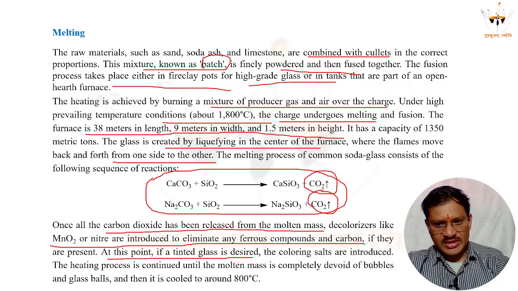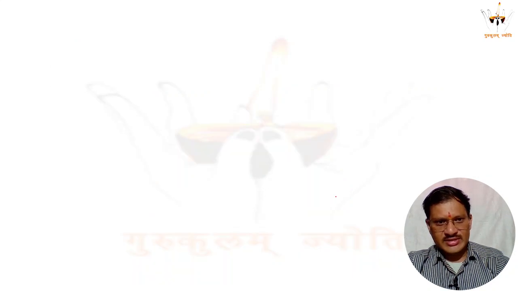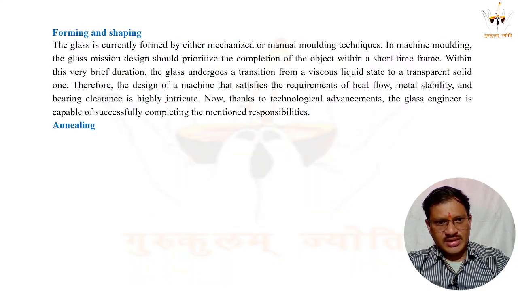Especially, bubbles should not be present in this furnace. And the glass batch is then cooled at around 800 degrees centigrade, because the most important thing is that all the carbon dioxide gas needs to be eliminated and released from this molten mass. The second stage is forming and shaping. The glass is currently formed by either mechanized or manual molding techniques.